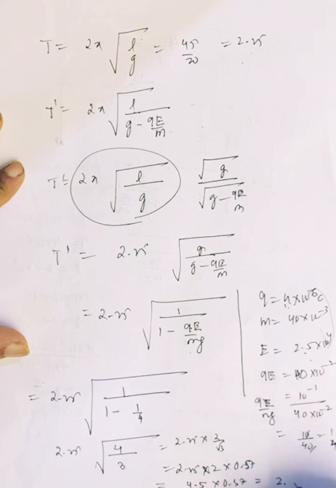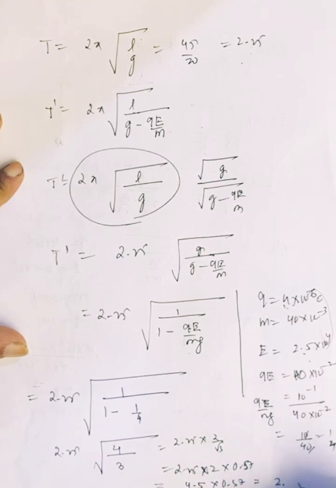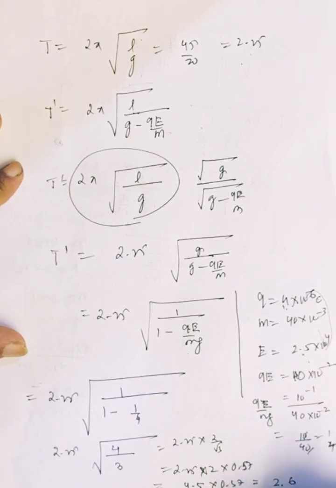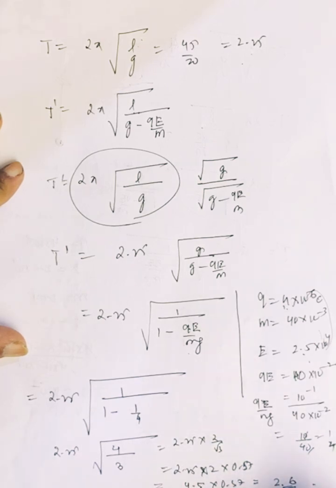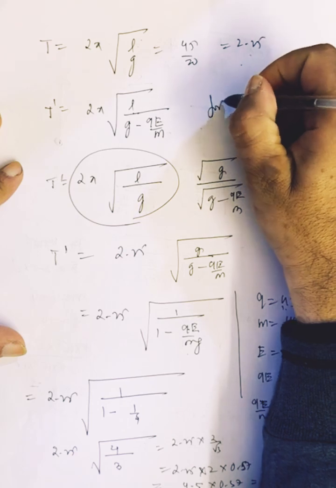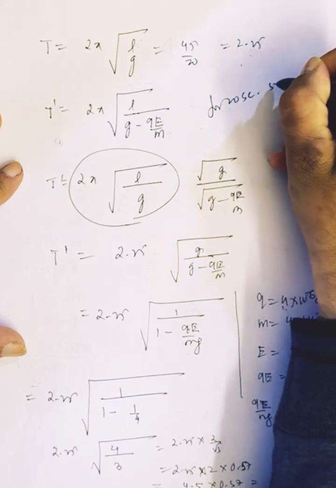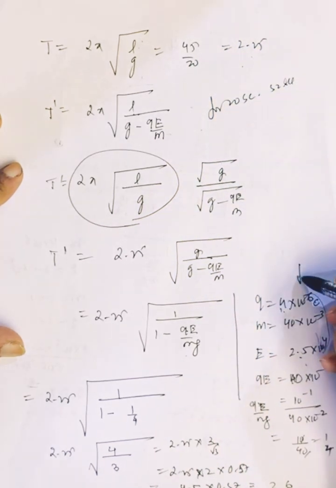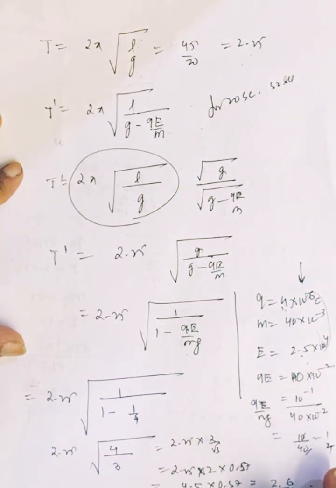So I got 2.6 seconds for one oscillation. For 20 oscillations I will get 52 seconds. So the answer for 20 oscillations is 52 seconds. So please be very careful with the calculation. Rest, the question was not that difficult.